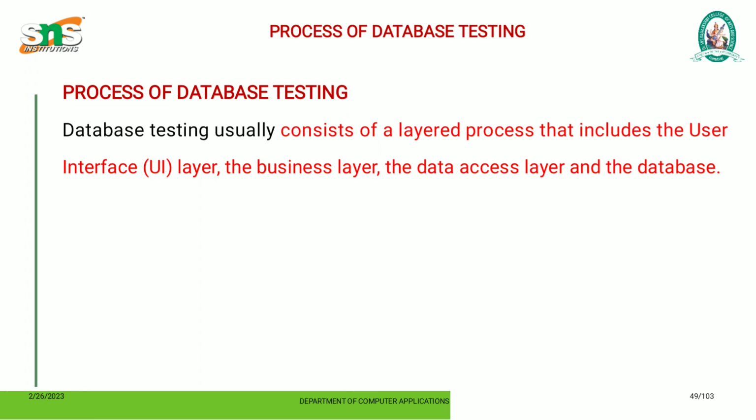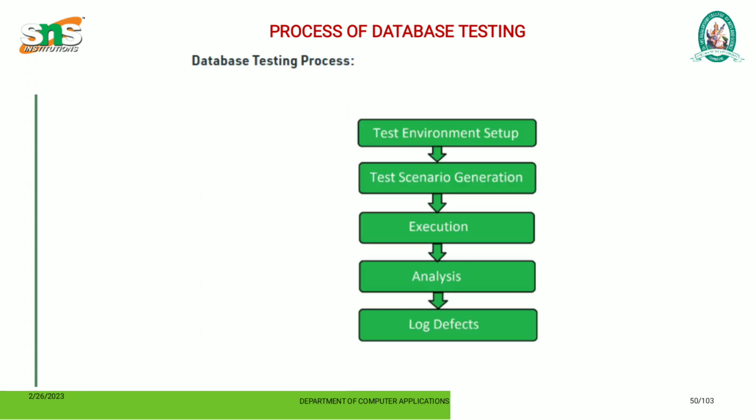In this case, we discuss the process of database testing. Database testing usually consists of a layered process that includes the user interface, the business layer, and the data access layer on the database. Let's see the flow of the process and how it works: test environment setup, test scenario generation, execution, analysis, and log defects.